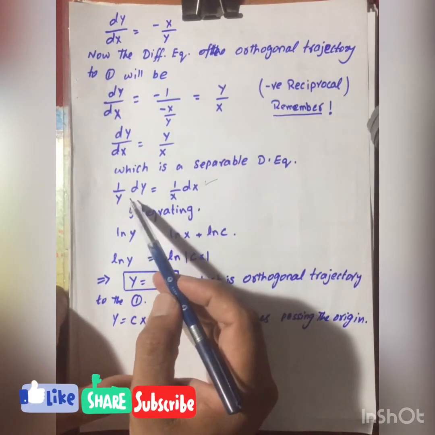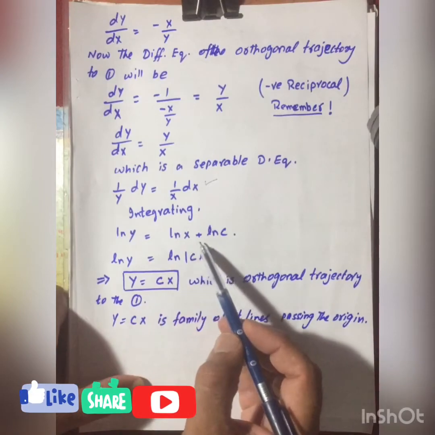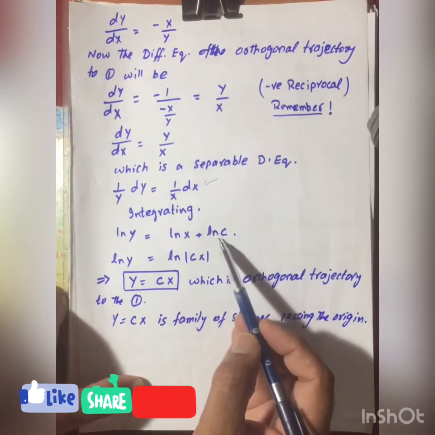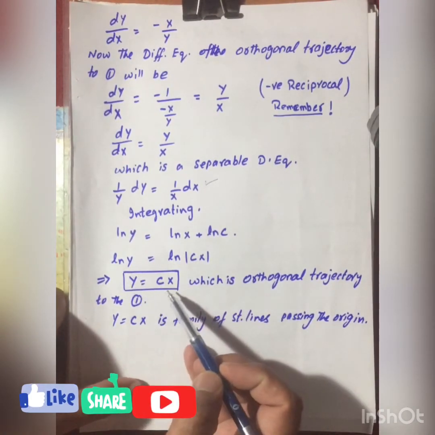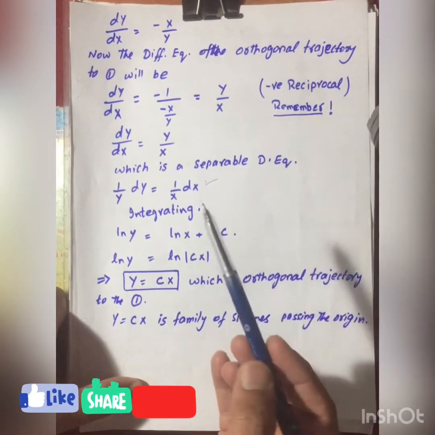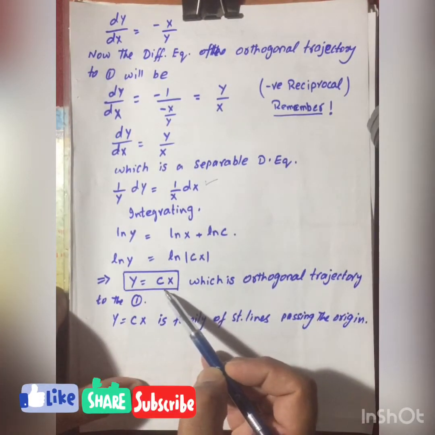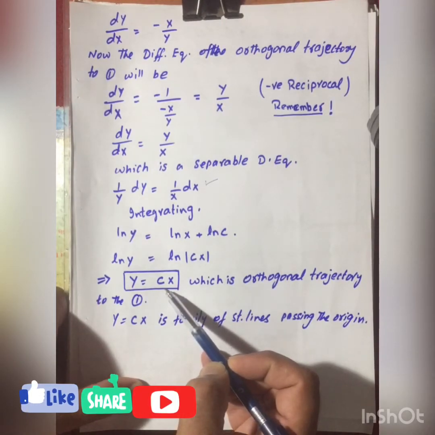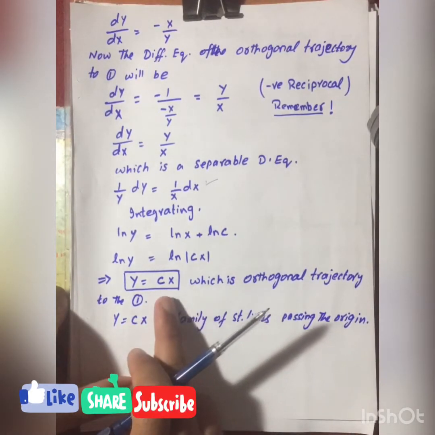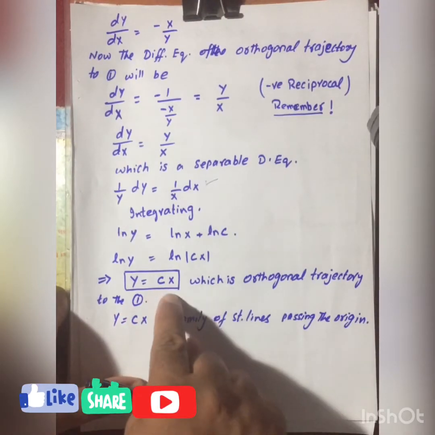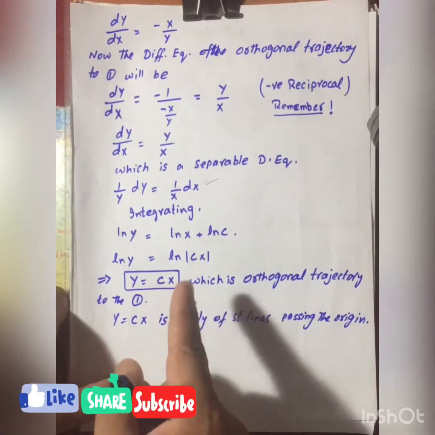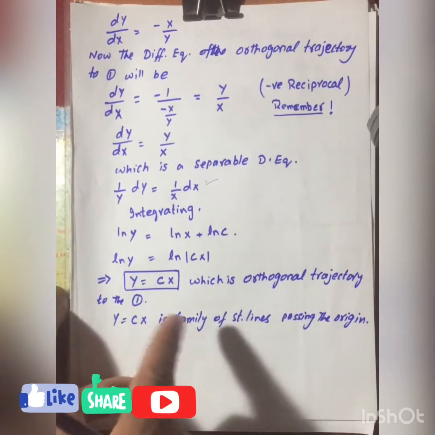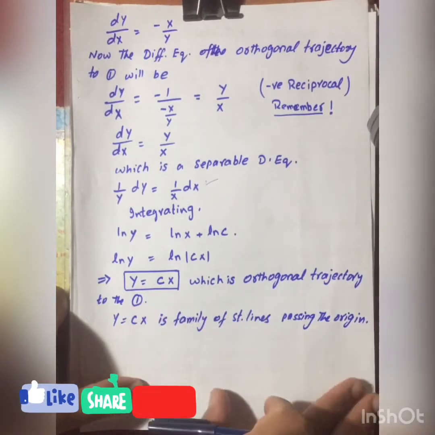Now integrating on both sides, we get natural log of y equals natural log of x plus a constant of integration. This can be written as natural log of cx. The log is cancelled on both sides. y equals cx, which is the orthogonal trajectory of the given family of circles. This is the equation of the family of straight lines passing through the origin. Okay, now if you are given this orthogonal trajectory, then you can also find its orthogonal trajectory, which is the given family of circles. Let's see. We solve this in the other example.